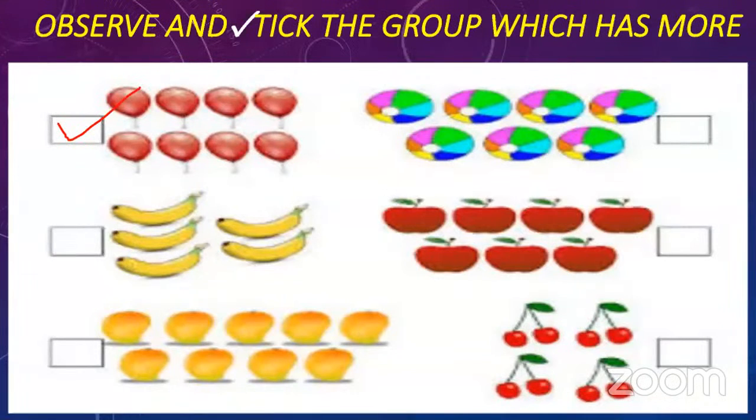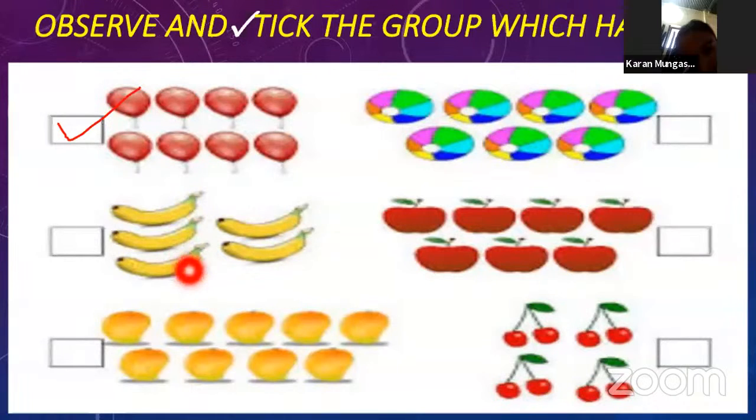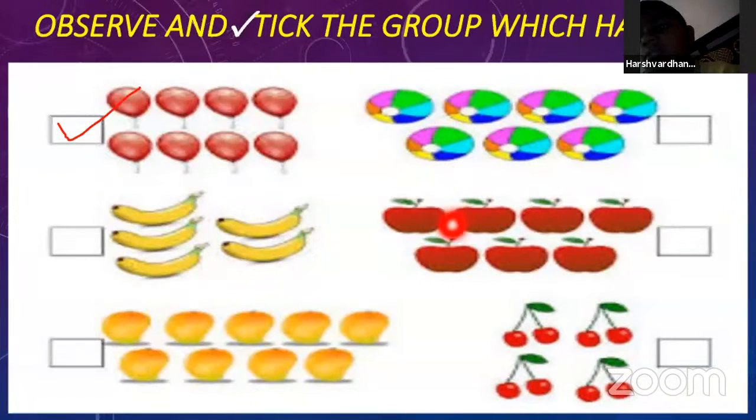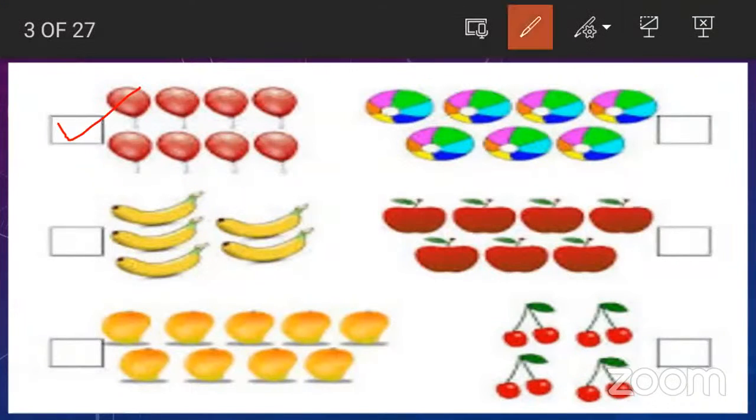Okay, now here are also two groups. Just count 1, 2, 3, 4, and 5. How many bananas? There are 5 bananas. Okay. Now here, how many apples are here? Yes. 1, 2, 3, 4, 5, 6, and 7. So which group has more now? Yes. This group has more. Okay, very nice. Then we will put the tick to this group.